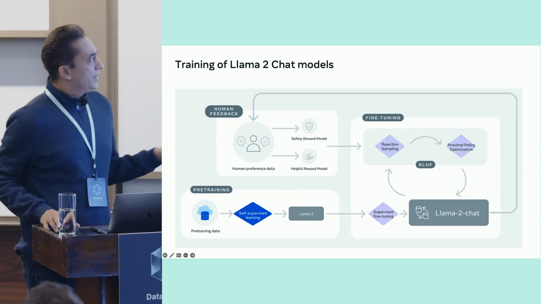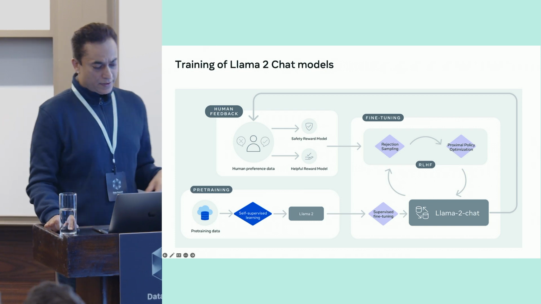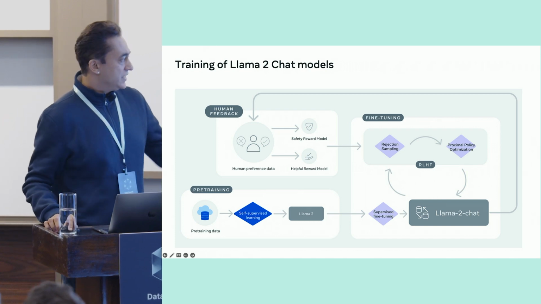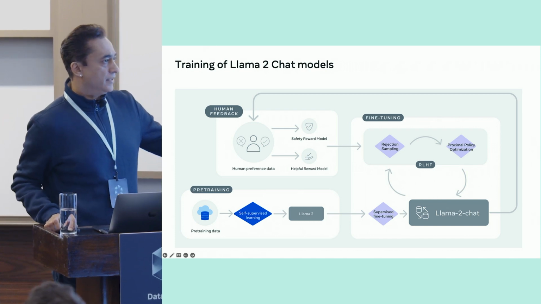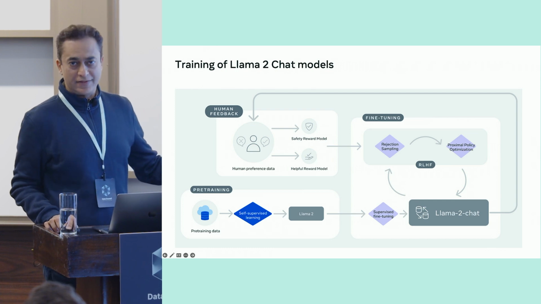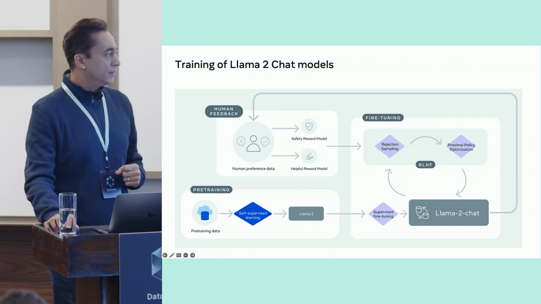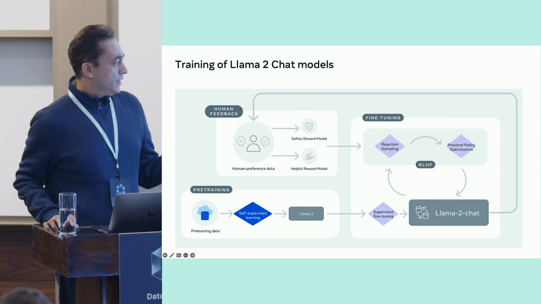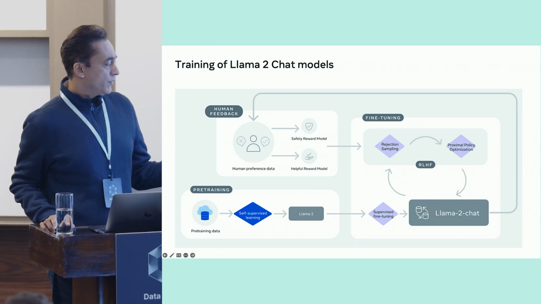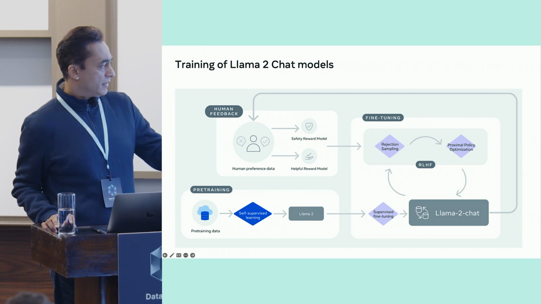So let's go into a little bit of detail of how these are trained. We basically start with the pre-training data. This is all publicly available data set, which is there in our research paper. You can access it on GitHub. And then they are self-supervised trained, and then Llama 2 is built.